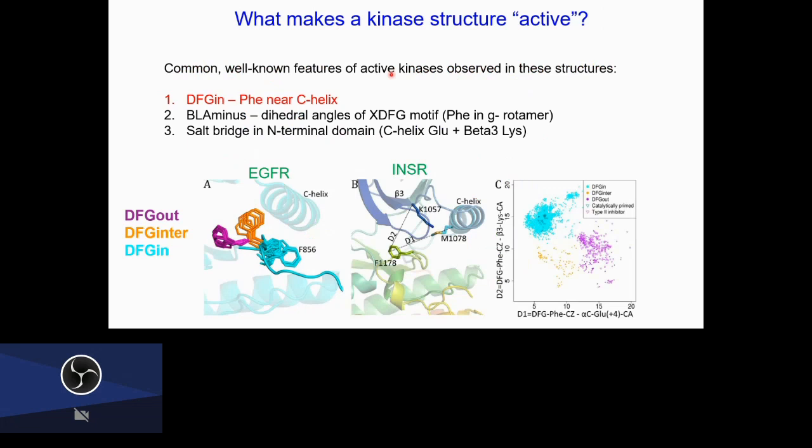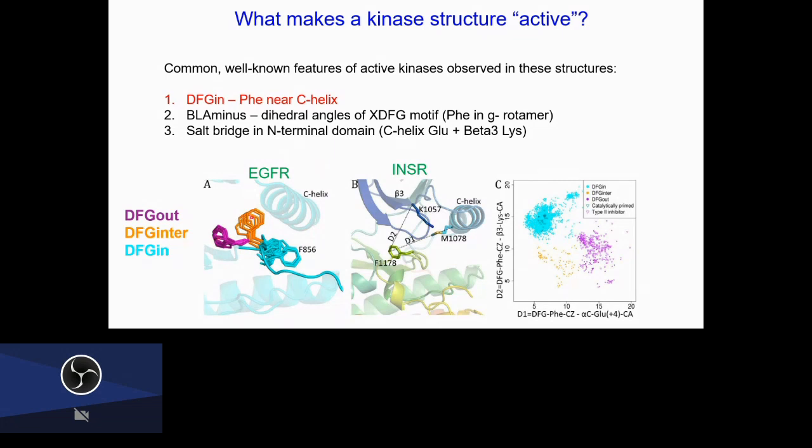So we're going to use a number of criteria to say that a kinase structure is active. The first of those, as the previous speaker noted, is DFG-in. That means the aspartic acid is near where ATP would be, but also that the phenylalanine is in a certain position, adjacent to or underneath the C helix. On the left-hand side, these are structures of EGFR. The cyan residues are all underneath the C helix. Those are DFG-in. These purple or magenta ones are DFG-out. That phenylalanine has popped out of the pocket underneath the C helix.